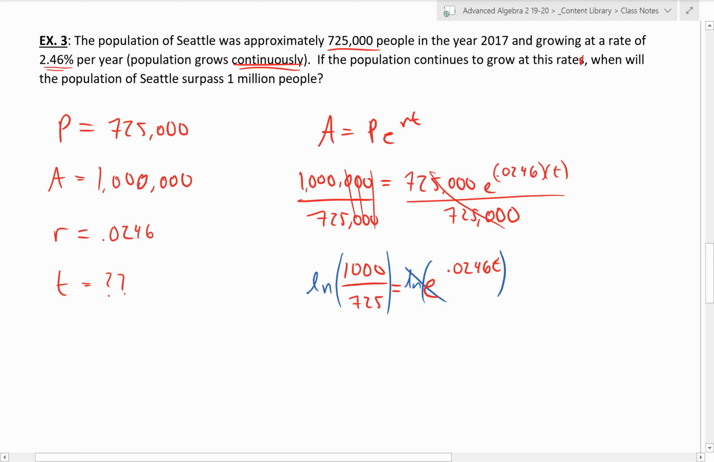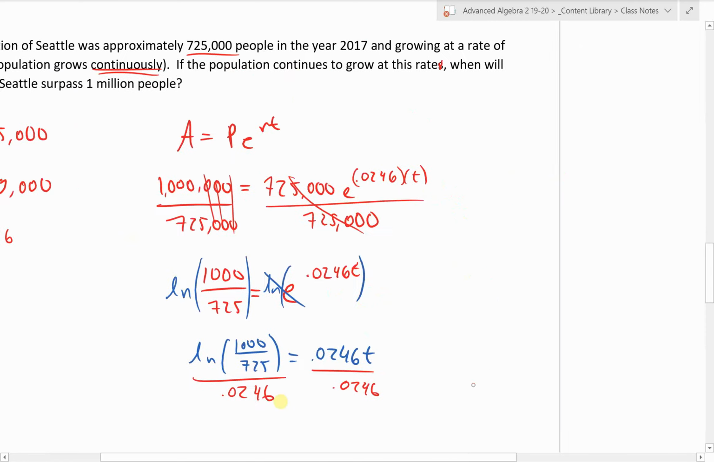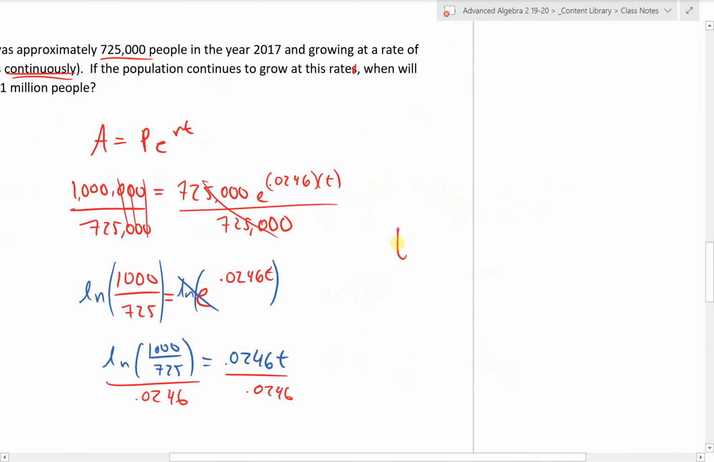They cancel each other. And I'm left with the natural log of 1,000 over 725 equals 0.0246t. I can divide that 0.0246 out. That's going to leave me with t is equal to exactly the natural log of 1,000 over 725 all divided by 0.0246.